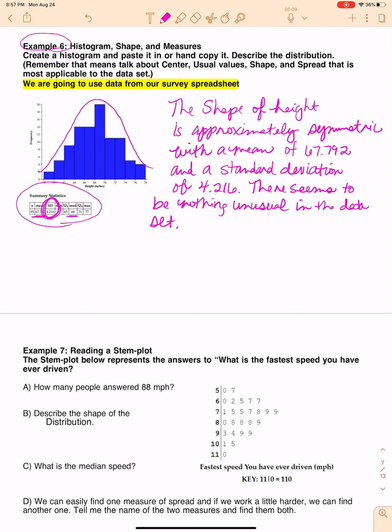It's pretty obvious, right? I know what the shape is. I'm using my context. Make sure you use your context. Since we're talking about height in inches, we need to talk about height when we're communicating about the description of the distribution. So hopefully that helps.